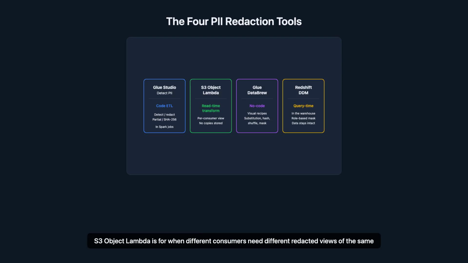S3 Object Lambda is for when different consumers need different redacted views of the same object at read time, with no derivative copies sitting around. Glue DataBrew is your no-code answer for business users and data analysts who want a visual recipe with substitution, shuffling, encryption, nulling, masking, and hashing. And Redshift Dynamic Data Masking is for query time masking inside the warehouse, where the underlying data stays intact and the mask depends on who's running the query.